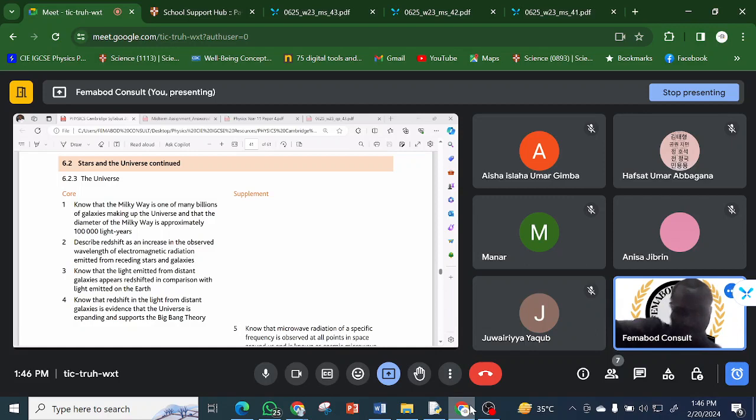Remember, the red part has the highest wavelength, and down to the lower part, which is the violet. So they now observe that the wavelength of those electromagnetic radiation from those stars is moving towards the red part of the ROYGBIV of the rainbow. So that is why they call it redshift. So the wavelength is shifting towards the red part. It was initially towards the violet part.